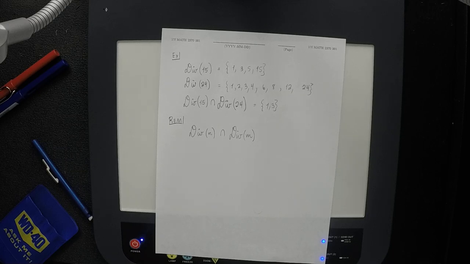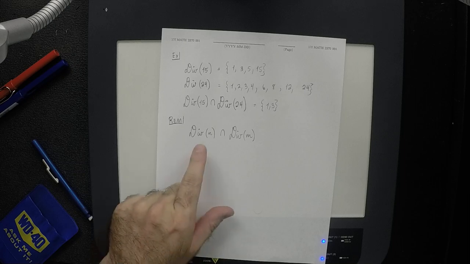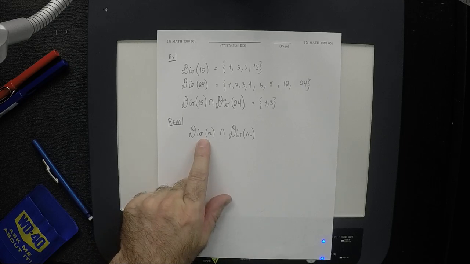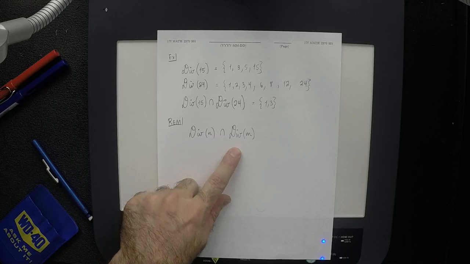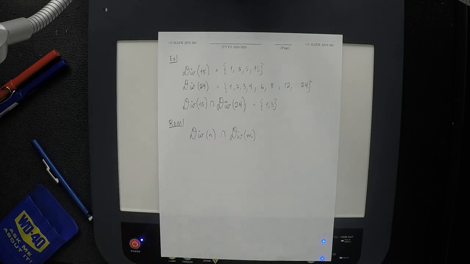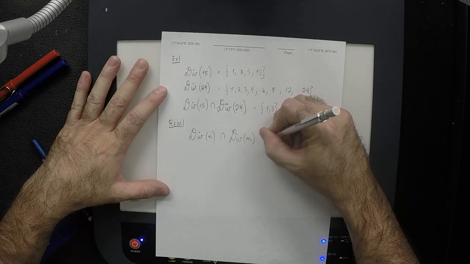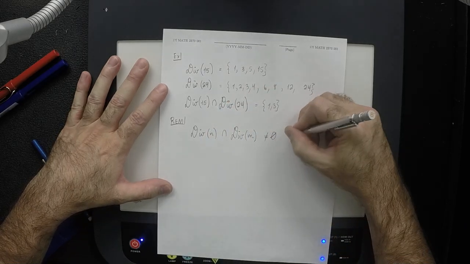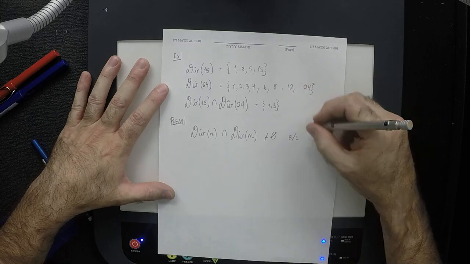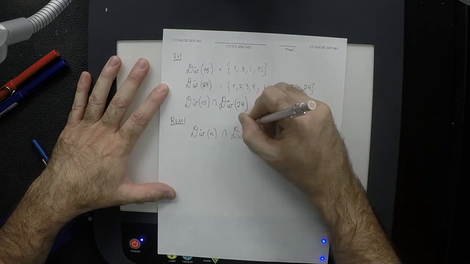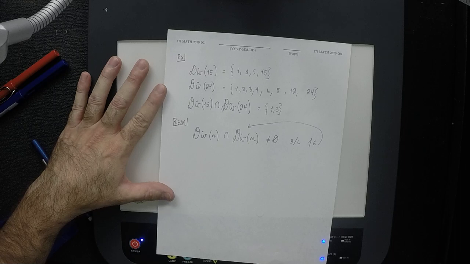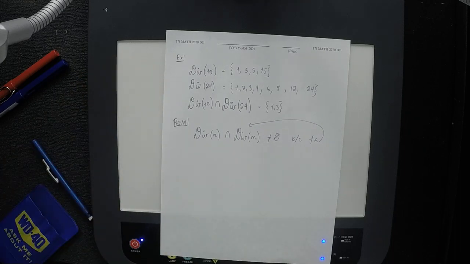Is it empty? It can't be empty, because one is in this one, and one is in that one, right? One's in both of them. So this is not empty because one is in there. One's in that intersection. So that means that the intersection of the set of divisors, the set of common divisors, is always non-empty.